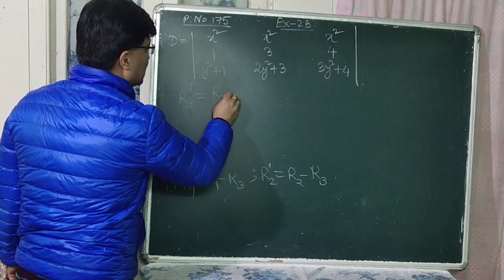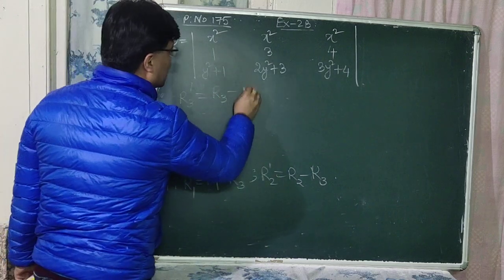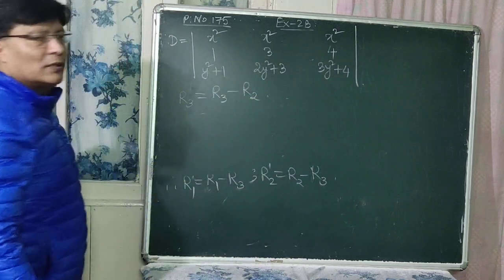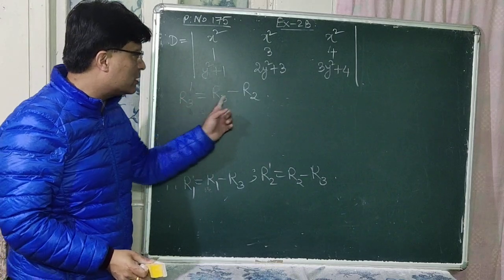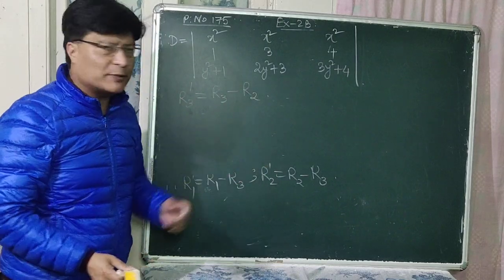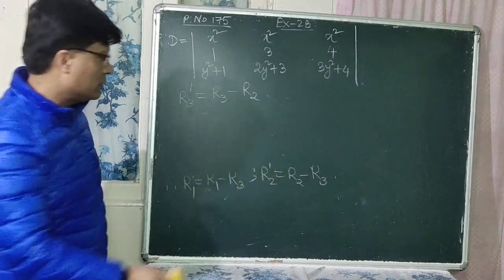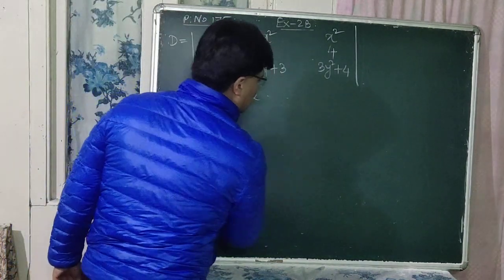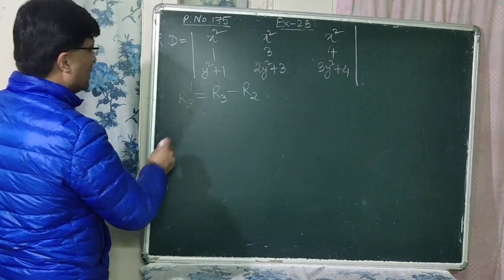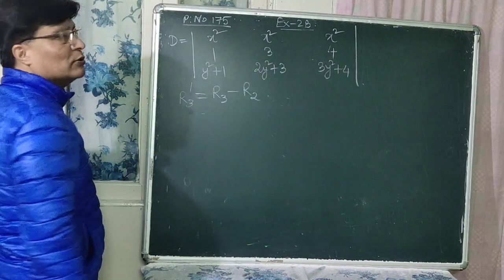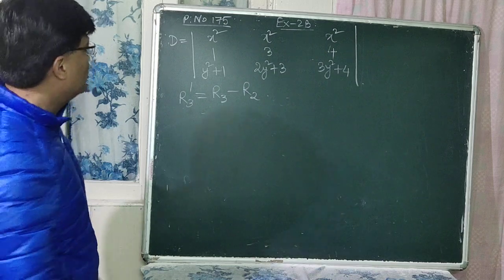So I'll write down the property R3 minus R2, right? We are using the property R3 dash is equal to R3 minus R2. Actually, this is the fifth property. Yes or no? So now what we will do here is R3 dash is equal to R3 minus R2.